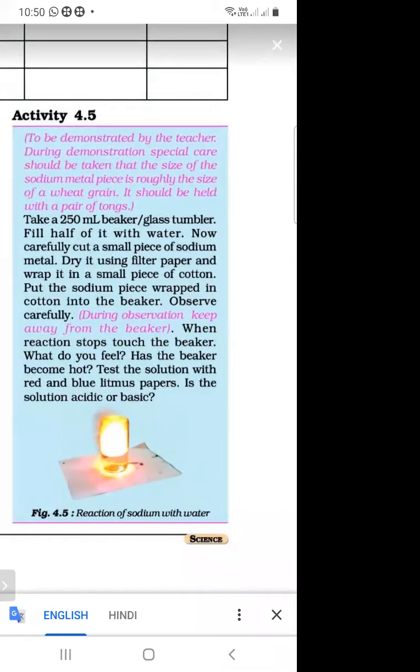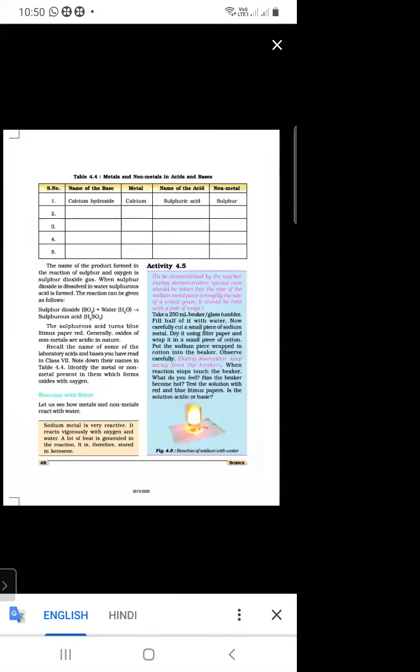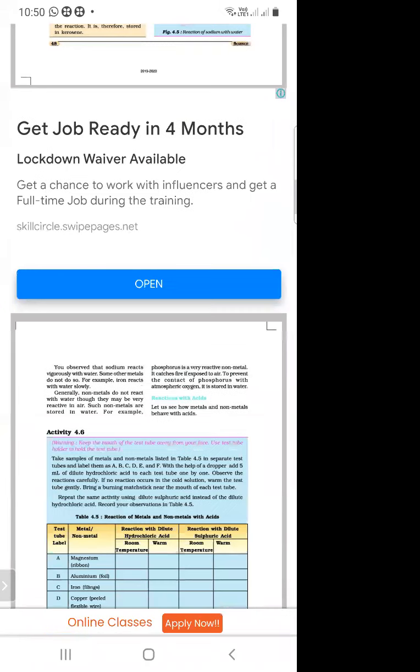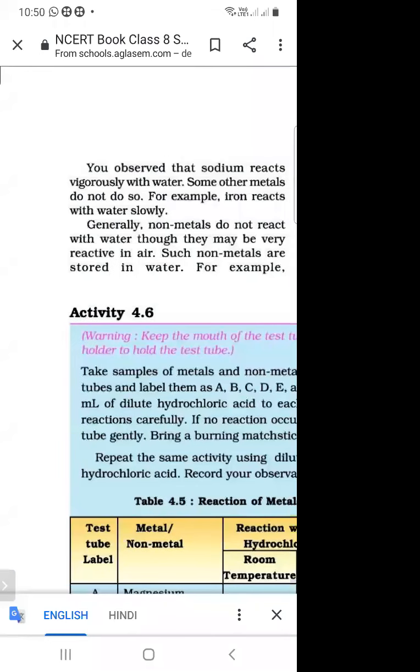And we will check whether the solution is acidic or basic with the help of red and blue litmus paper. Sodium metal is a very highly reactive metal, so it reacts vigorously with water. So how does sodium react with water? It reacts vigorously with water.